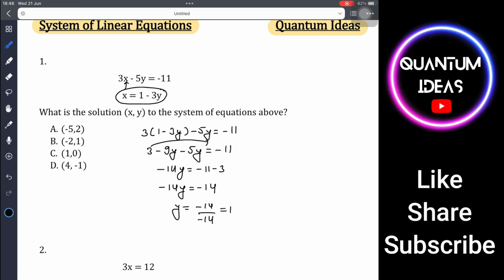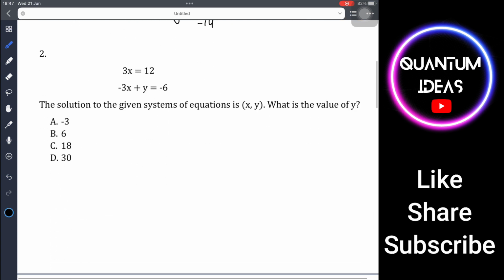So here you can directly check it. Here is 2, the value of y is, here is 1, here is 0, here is minus 1. So B is your answer. So let's go to number 2. Okay, it's also a similar kind of problem.